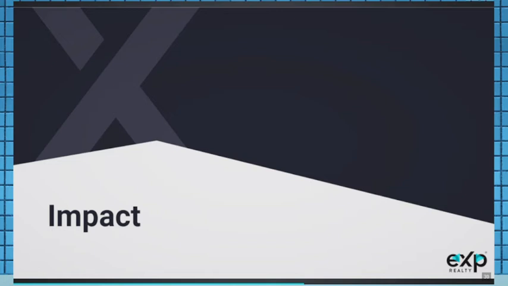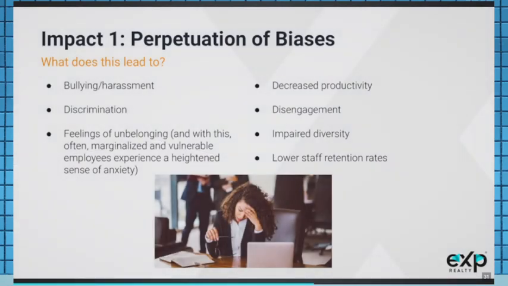That's true. All right, now we're going to talk about the impact of unconscious bias. Impact number one is the perpetuation of biases. So what does perpetuation of biases lead to? Bullying, harassment, discrimination, feelings of unbelonging, and with this, often marginalized. Oh, my tongue did not agree with that word. And with this, often marginalized and vulnerable employees experienced a heightened sense of anxiety, right?